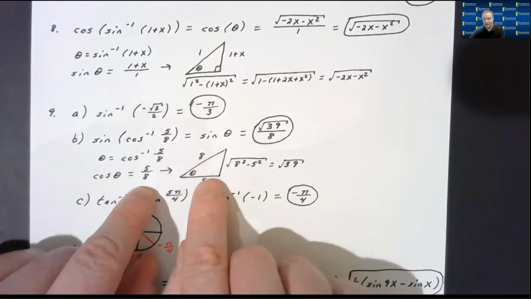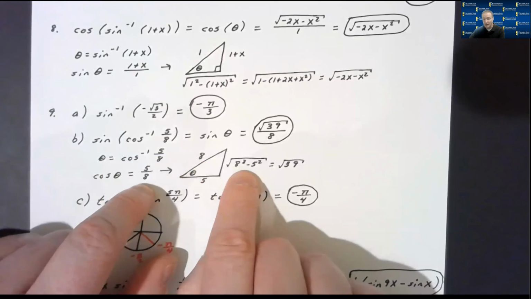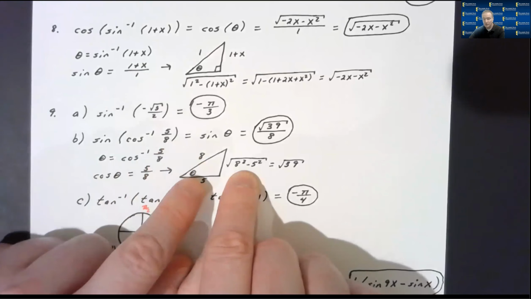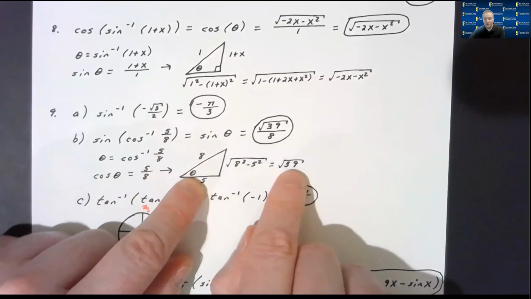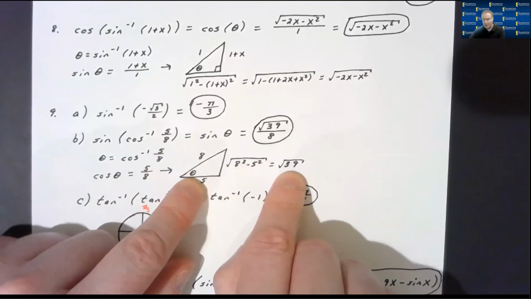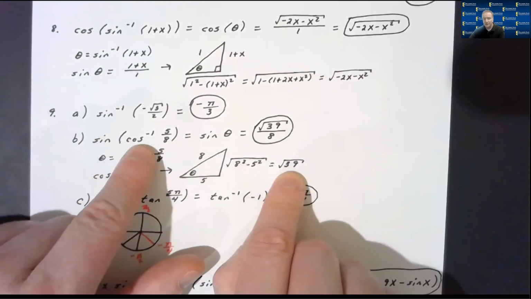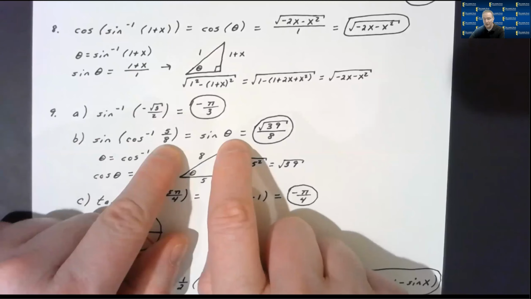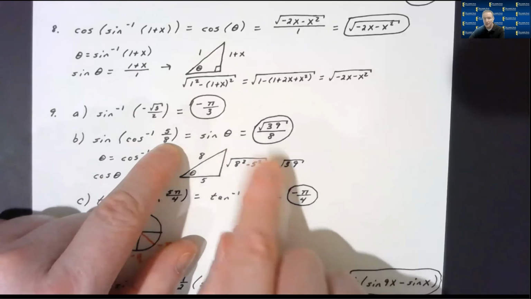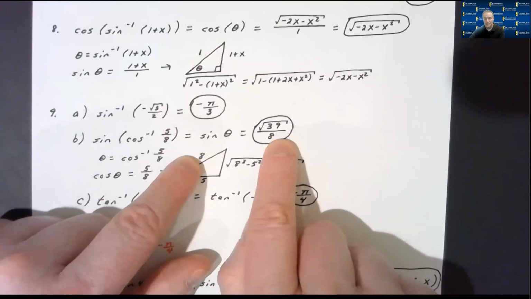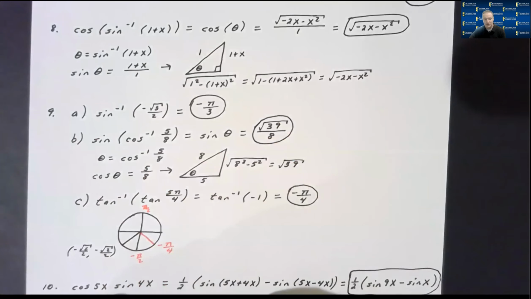is adjacent over hypotenuse. Now that means your other side of the triangle, the opposite side, would have to be the square root of the hypotenuse squared minus this leg squared. 64 minus 25 is 39. I get that my other side is the square root of 39. So now the sine of the inverse cosine of 5 over 8 is equivalent to the sine of theta. Well, the sine of theta would be opposite over hypotenuse, the root of 39 over 8. That answer would be great.